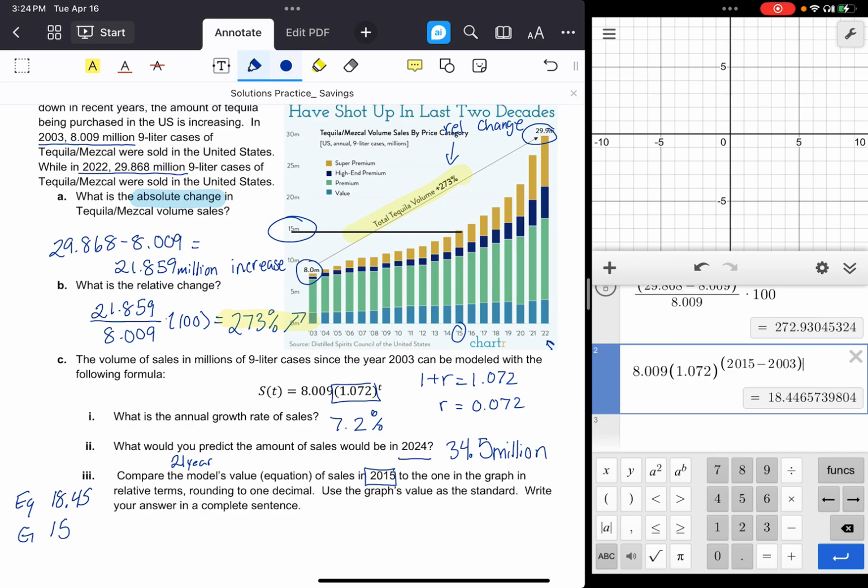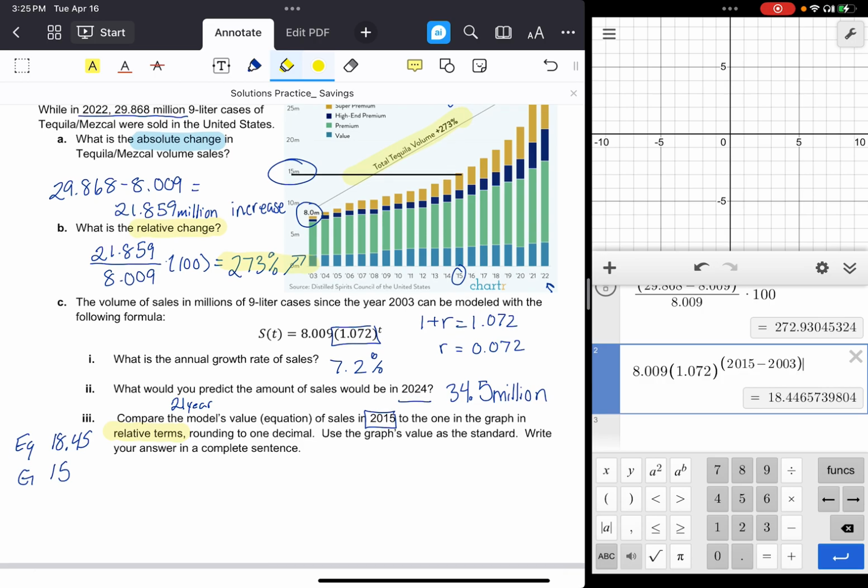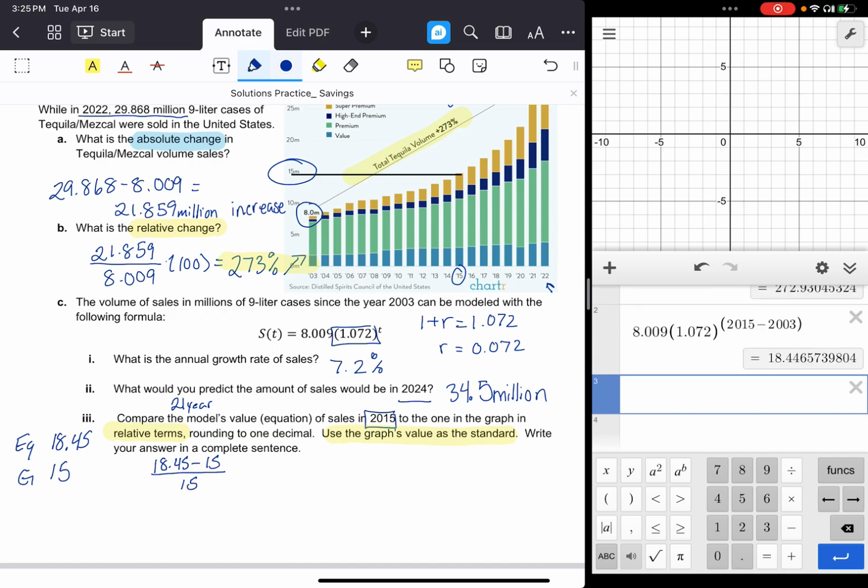Now we are asked to compare in relative terms. Relative terms, think relative change. Except since we are comparing two things, not looking at their change, we're actually finding a relative difference. So a reminder about how to find a relative difference. First, we need to know what value is the standard. And we're told right here that we're going to use the graph value as the standard. So that means we're going to be taking the equation minus the graph divided by the graph. So the math work is going to be 18.45 minus 15, all divided by 15. And I'm going to turn that into a percent.